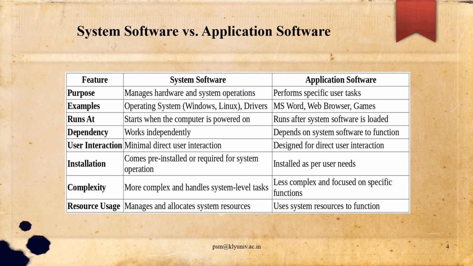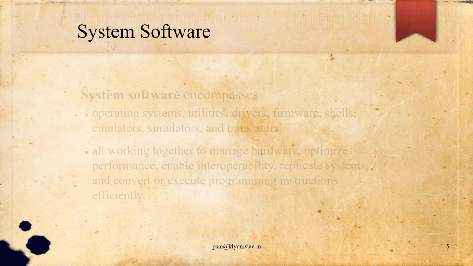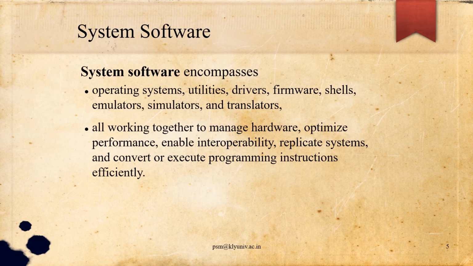And the operating system, as I already told you, is a major kind of system software. Now if we move further, as a system software, what does an operating system perform? An operating system basically performs different kinds of fundamental jobs like managing hardware, optimization of performance, enabling interoperability, replicating system, management of different kinds of firmware, and so on. As a whole, the family of system software includes many other components apart from the operating system. Let us see what these components are.